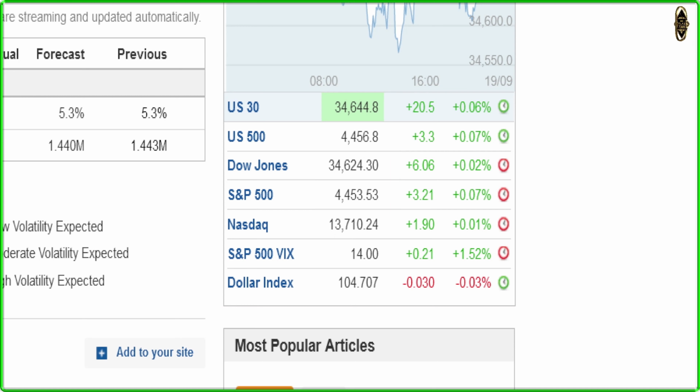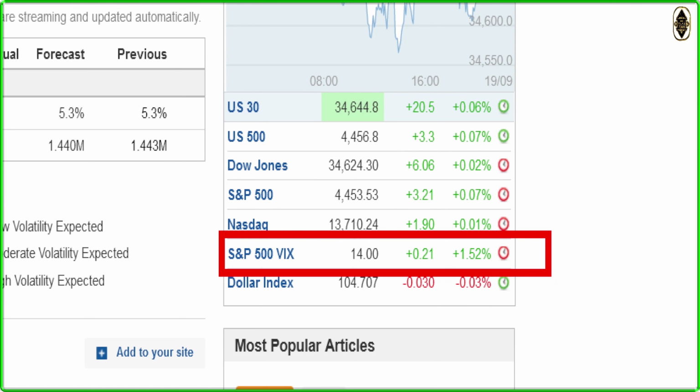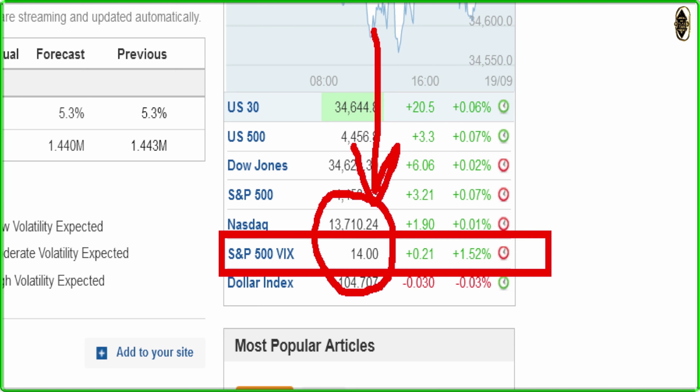And here is our friend, as you see, the VIX. Volatility is still very, very low. Also, we are at 14. That means volatility is very low. There is nothing to make you worried. But today we went back up. If you remember, we reached 12, then now we go back to 14. That means volatility goes back up.